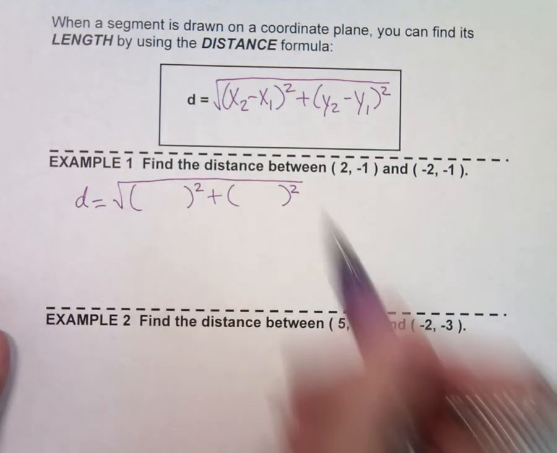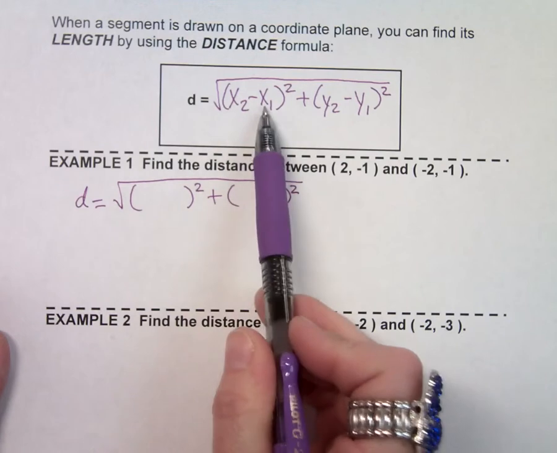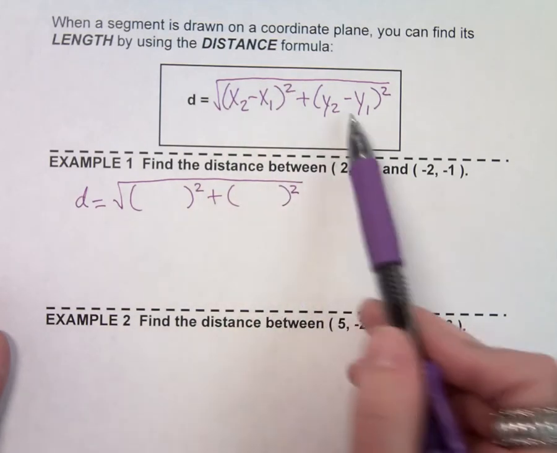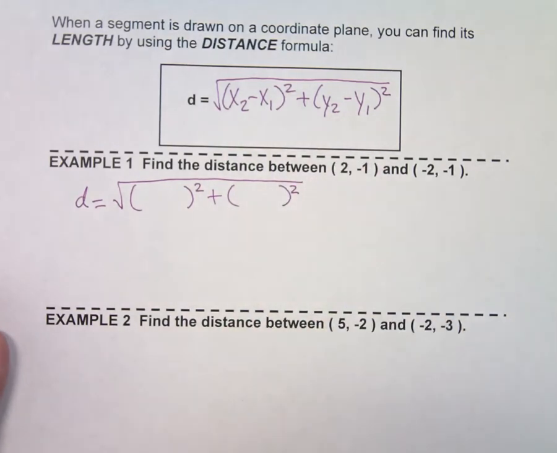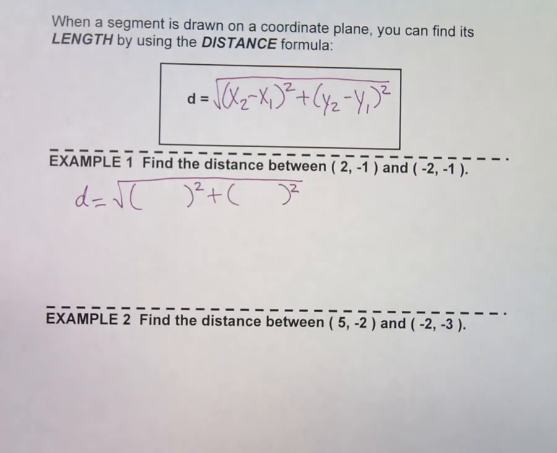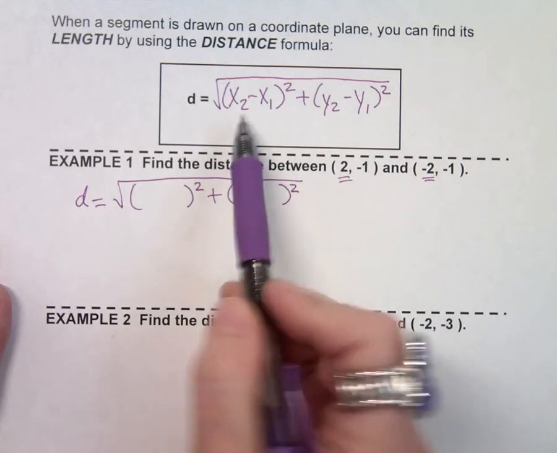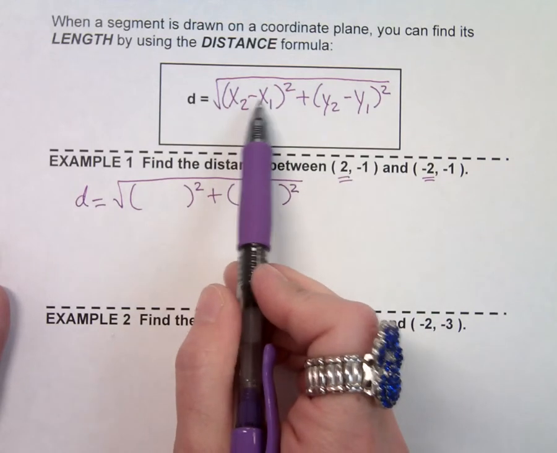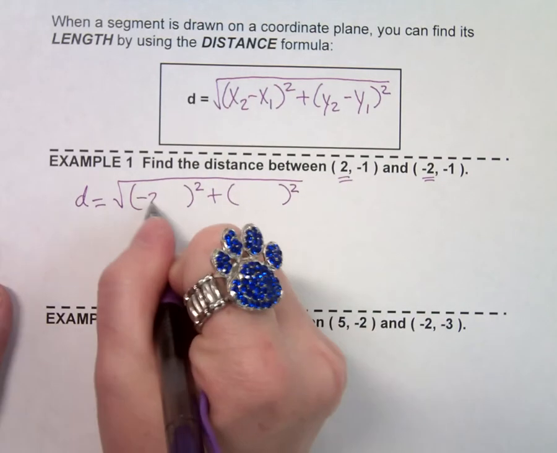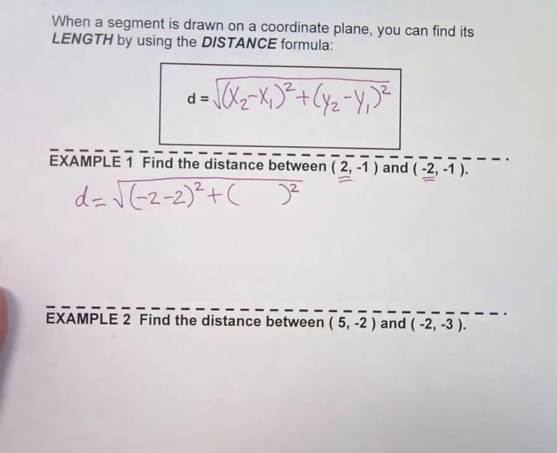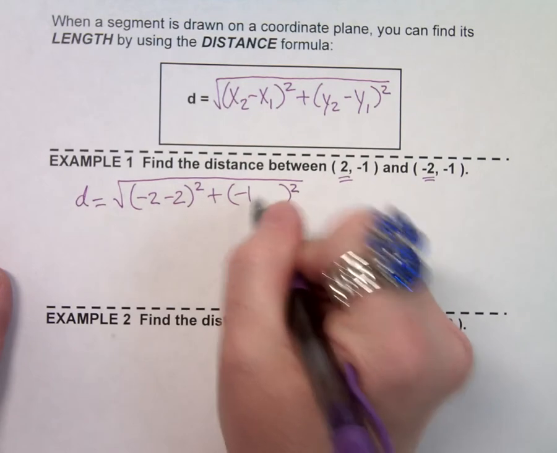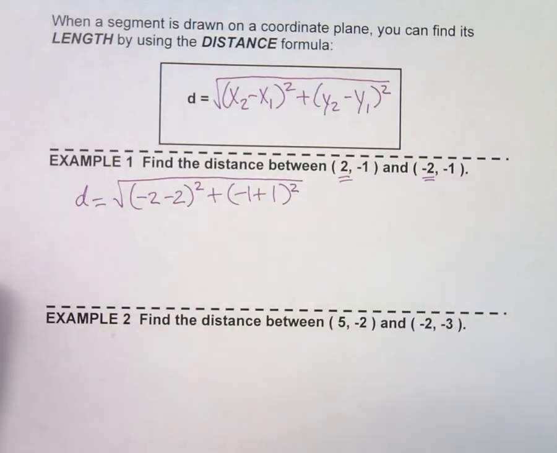Okay, so I'm just getting it ready to go. It's always the giant square root, and then I'm going to subtract my x's and square that, plus I'm going to subtract my y's and square that. So are the x's the first numbers or the second? First. Okay, so what would it look like if I wrote x2 minus x1? -2 minus 2. Beautiful. What would it look like if I wrote y2 minus y1? -1 plus 1. Good. Plus 1, because it's a minus a negative 1, and the minus the negative makes a plus.